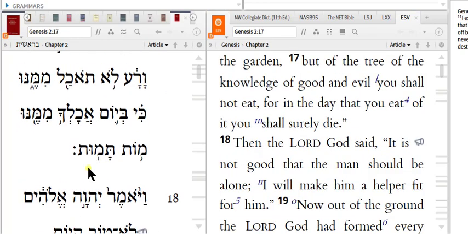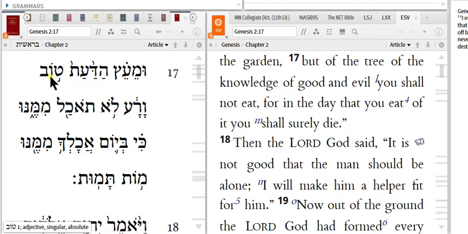Verse 17. Ume'etz hada'at tov vara lo tokal memenu. And from the tree of the knowledge of good and evil, lo tokal, you may not eat. Memenu, min plus 3ms pronoun, from it. Ki, because, bayom achalcha memenu, in the day of your eating, this is an infinitive construct, in the day of your eating from it, mot tamut. Notice I have the same roots. This is from the verb root to die.